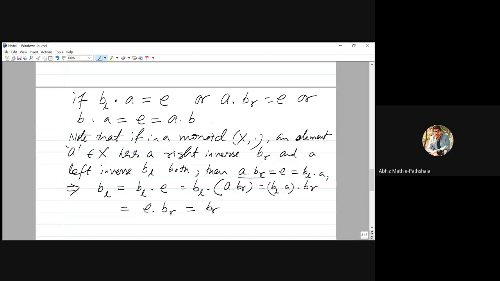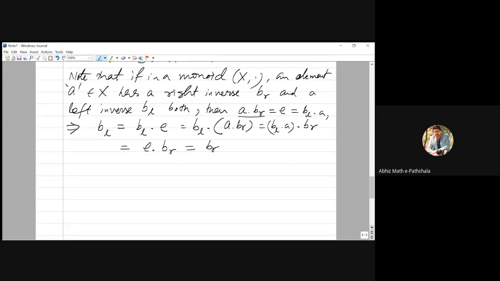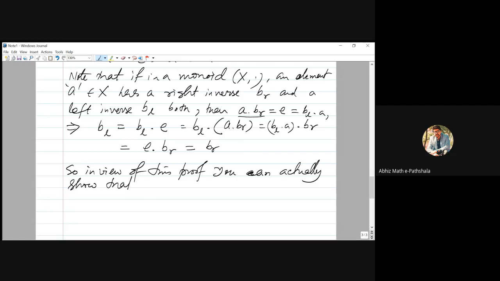Okay, and using the same scheme of proof, in view of this proof, you can actually show that if an element A belongs to X, suppose X is a monoid, if an element A belongs to X has an inverse B, then B is unique.